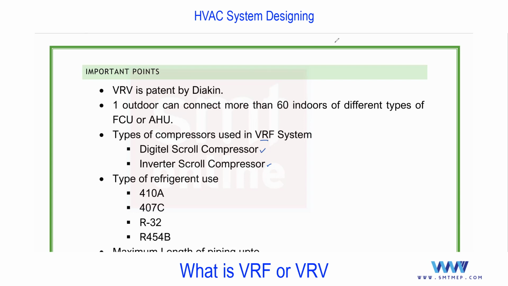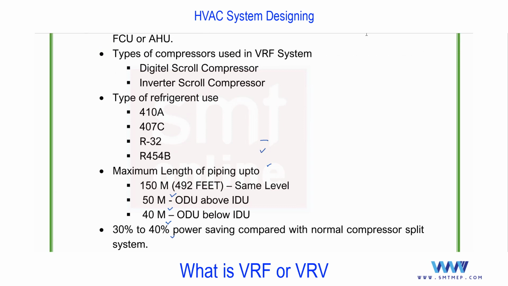Next, you see the type of refrigerant commonly used in VRF systems. May be asked in an interview: R410A or R407C, R32 or R454B, and all belong to the HFC category, hydrofluorocarbon. You know what HFC is. Next, this is also an important point to discuss.